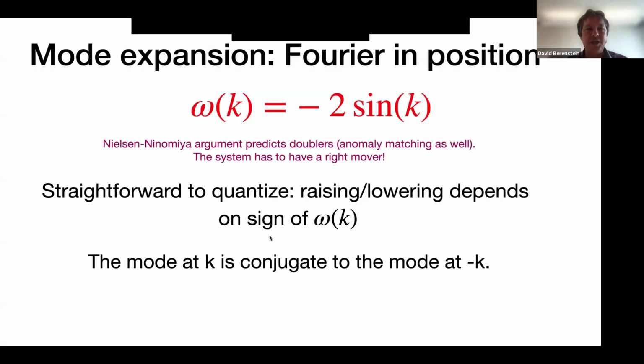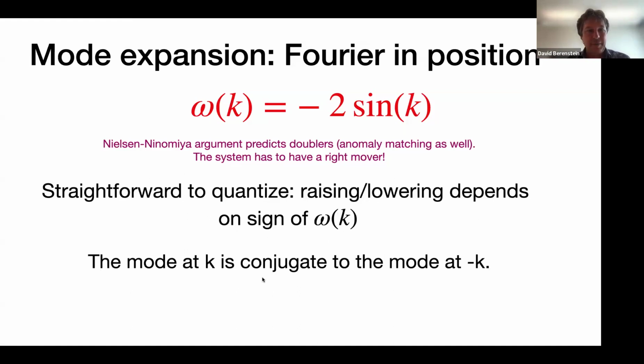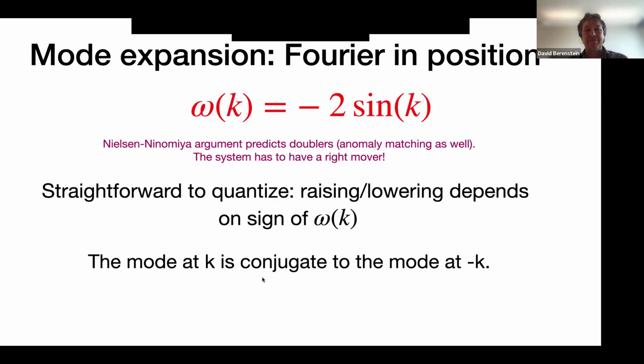Because the system was free, in the sense that you get linear differential equations, it is straightforward to quantize. Whether something is a raising or lowering operator depends on the sign of omega k. And the mode at k is conjugate to the mode at minus k, and k is a periodic variable in the sense that k is equivalent to k plus 2 pi. Okay, so the claim is that you take the system, you get a bunch of free bosons, and then you get two crossings of 0, which means that the omega of some values of k vanishes, meaning that the theory is gapless.